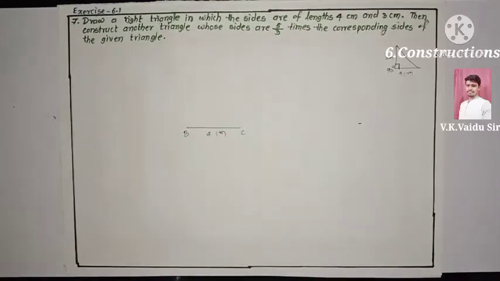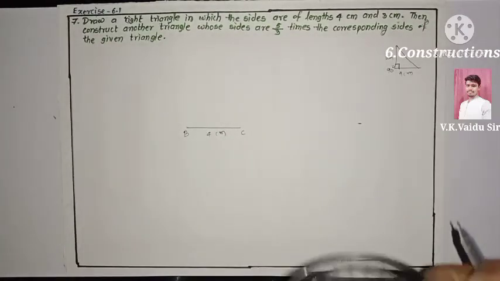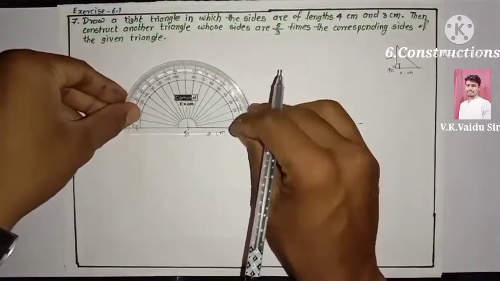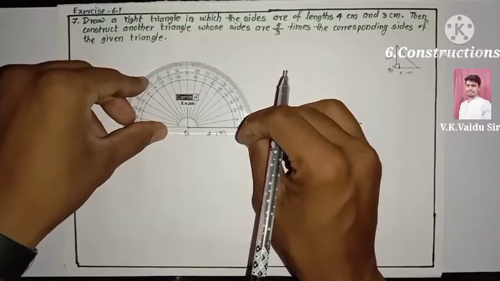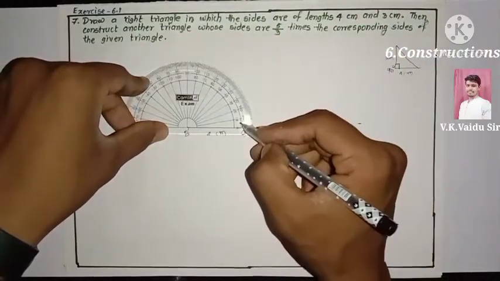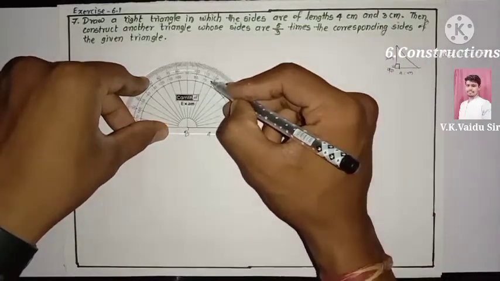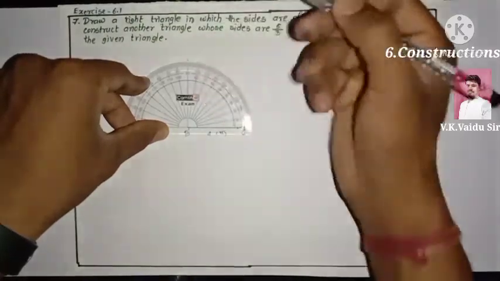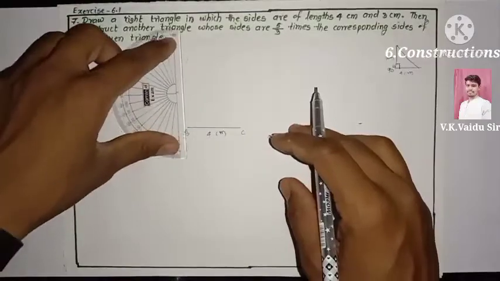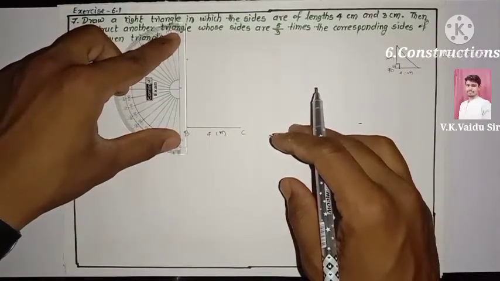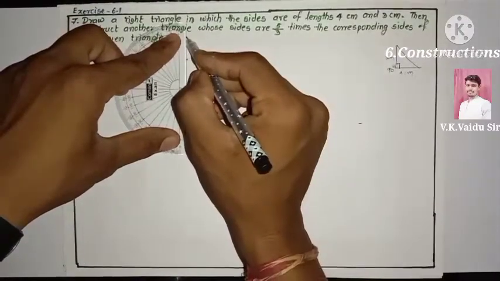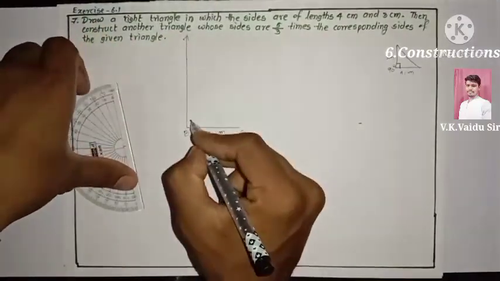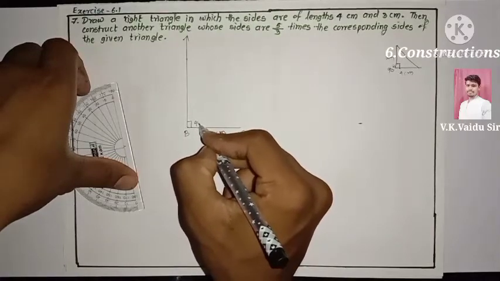Now take a protractor. We want a 90 degree angle. So keep the needle of this protractor on point B, with 90 degrees towards C. 0, 10, 20, 30, 40, 50, 60, 70, 80 and 90. At 90, mark a point and draw a ray which passes through this mark. We got a 90 degree angle here.